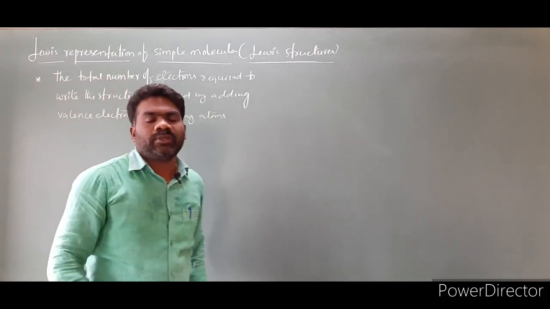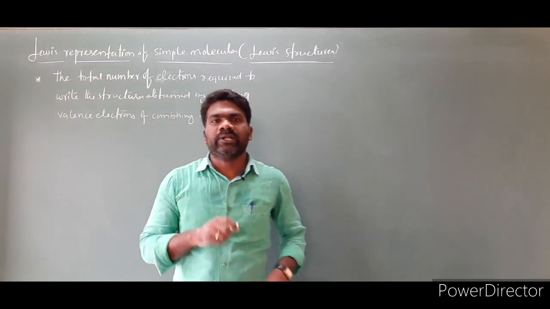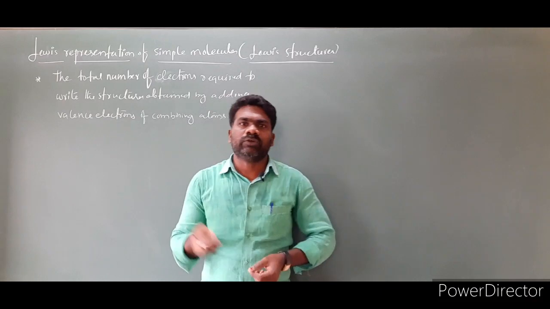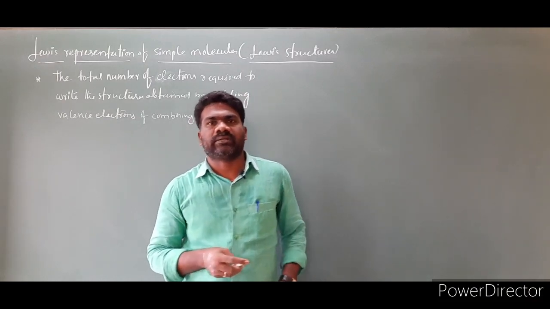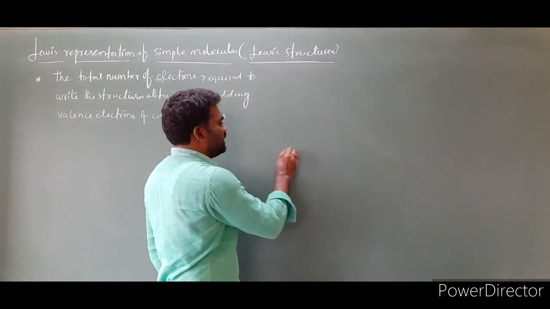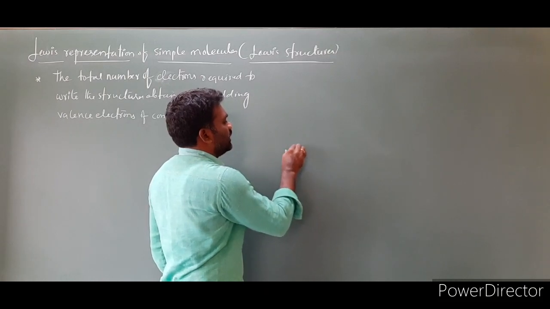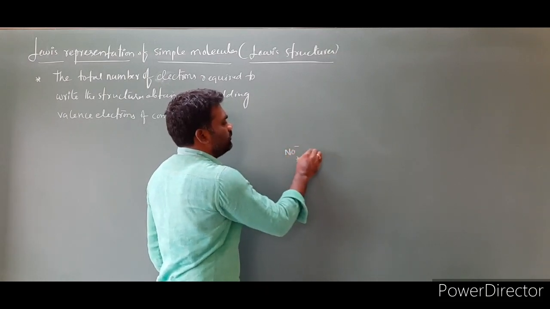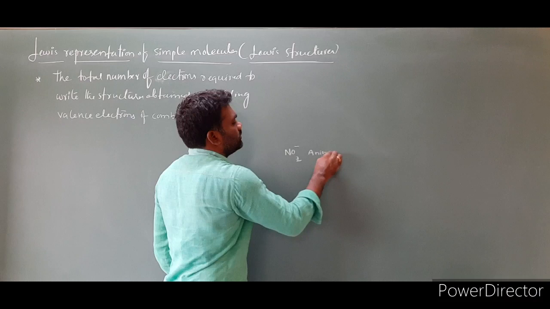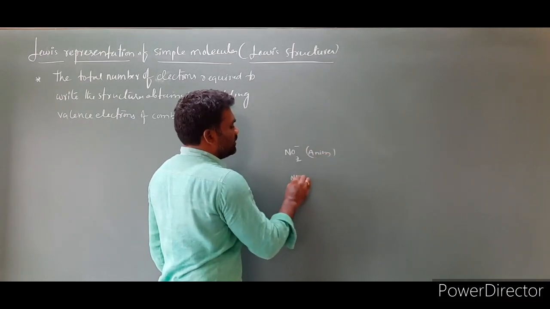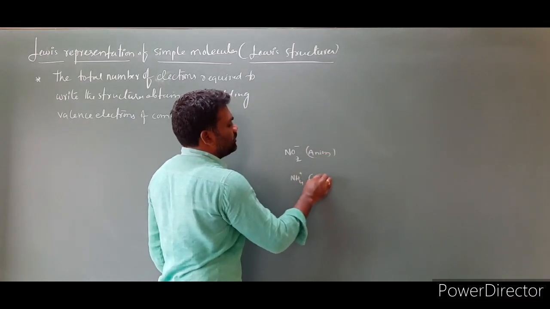Rule number 2. For anion, each negative charge would mean addition of one electron to the total number of valence electrons. What I mean is, take NO2 minus, which is an anion, and you can take NH4 plus, which we call a cation.